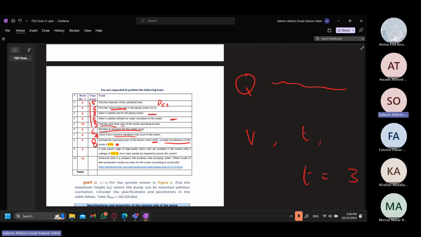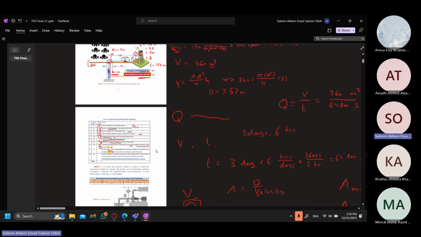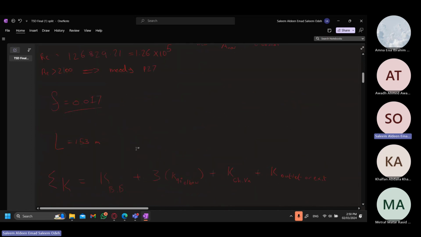If solar panels made of high quality silicon cells are available in the market with a wattage of 300 watts, how many panels are required to power the system? Now, this is a simple question. Ignore all this extra detail. What you need to focus on is the amount of wattage and the question itself. How many panels are required to power the system? Now, we calculated how many watts we needed, correct?